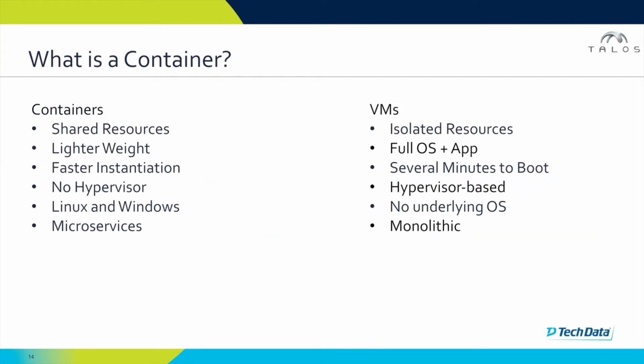So containers use shared resources, they're lightweight, they instantiate fast, and are best used for microservices. Alternatively, VMs have isolated resources. They contain a full OS and a full application stack. They take several minutes to boot, and they're better for monolithic architectures.